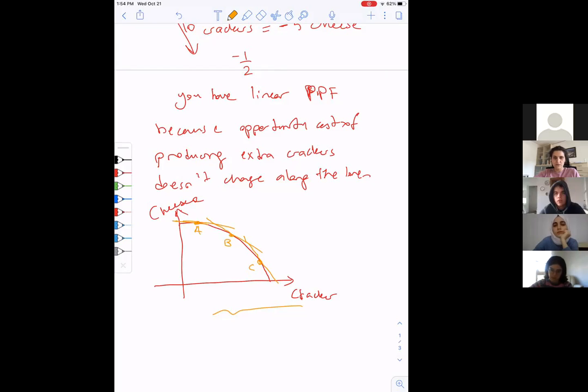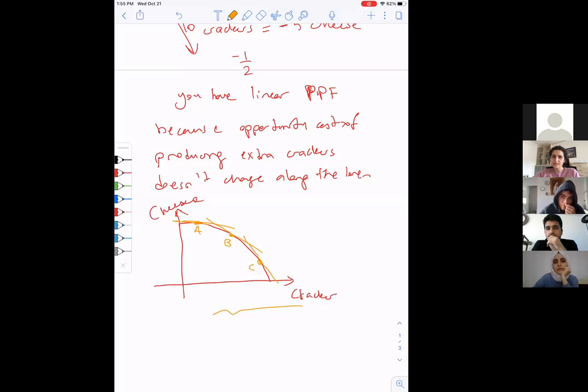Any questions? I have a question. Sure. It just doesn't make sense, that graph. I didn't understand. Can you give a real illustration? When we want an amount of cheese, the opportunity cost of cracker is something, but when we want more cheese, the opportunity cost of cracker is just increasing. That just doesn't make sense.